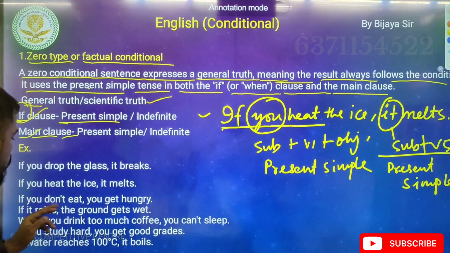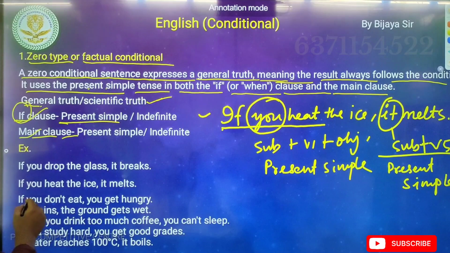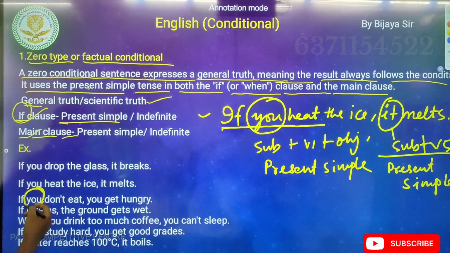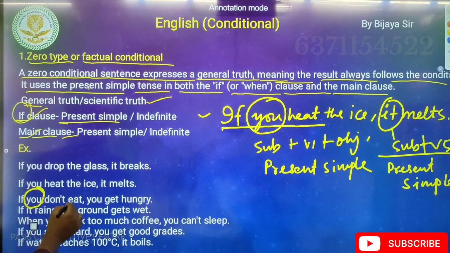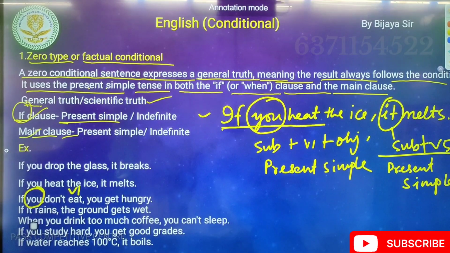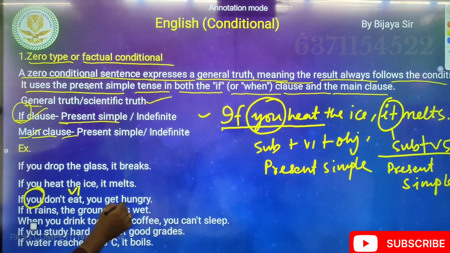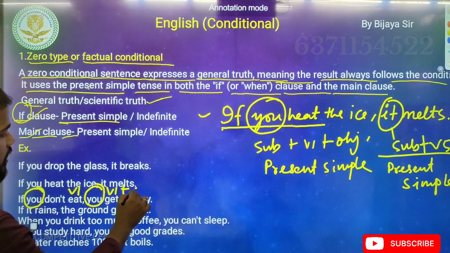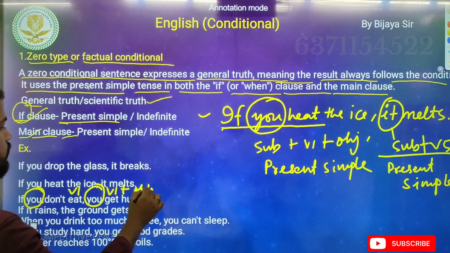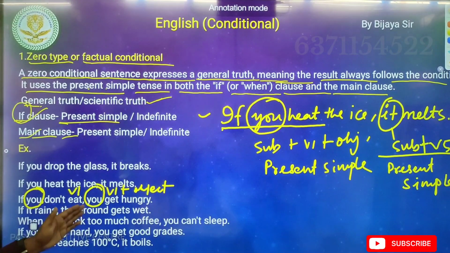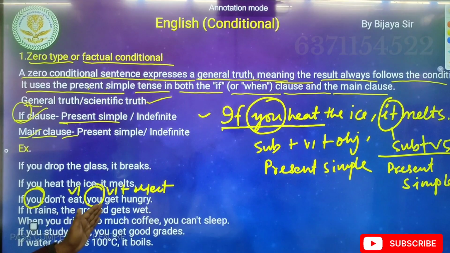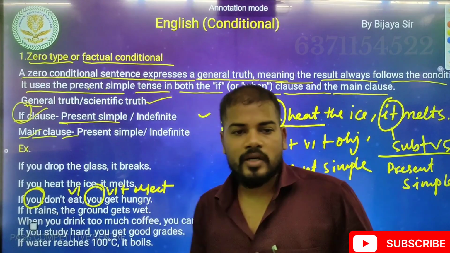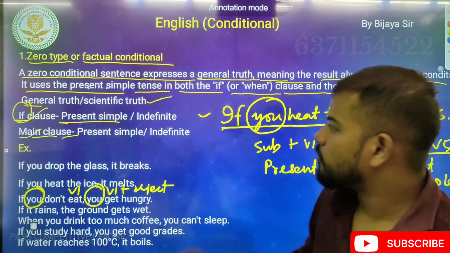Next example: if you don't eat, you get hungry. If you don't eat, here you is the subject, dear student. Don't, and this sentence is in negative form. Eat is the verb first form. If you don't eat, you get hungry. You is the subject, get is the V1 form, and hungry is the object. So this one is also known as zero type conditional. I hope you understood what is zero type conditional and what kind of sentences are in zero type conditional.